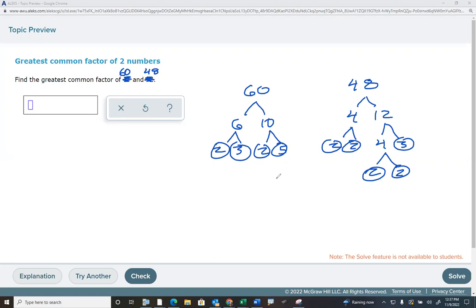So we'd say, what do they have in common? Well, they both have a 2. Hallelujah. They both have a 3. And they both have another 2. And then that's it. So the greatest common factor, the biggest thing that divides into 60 and 48, is 12. That's how we do it.